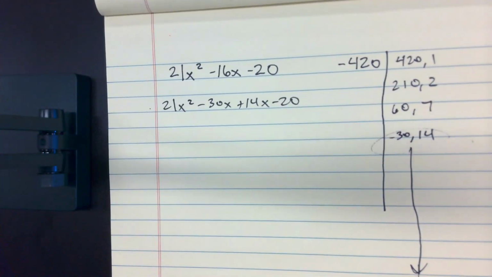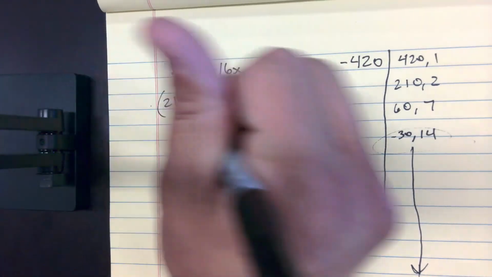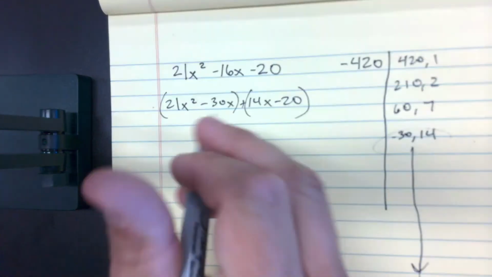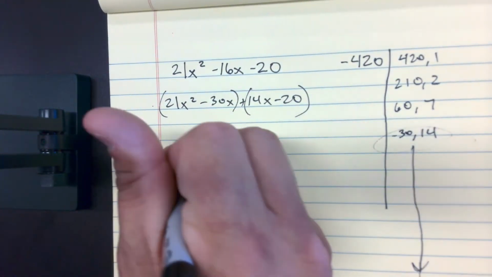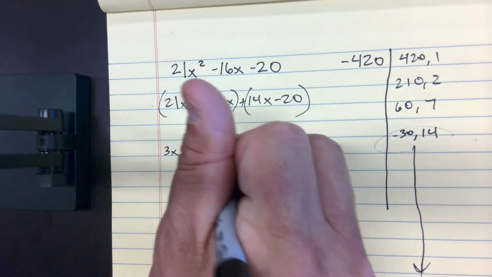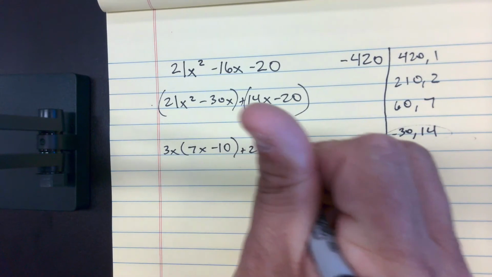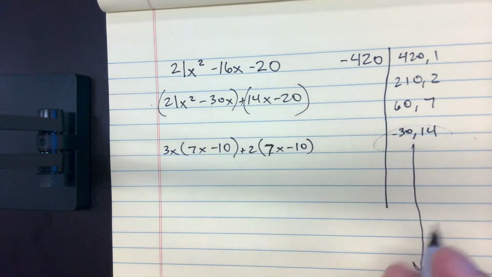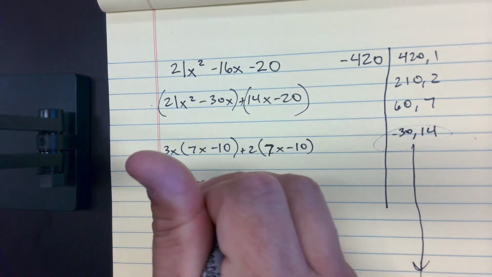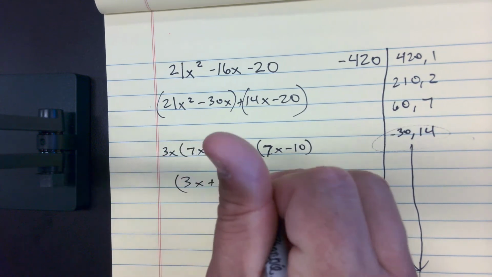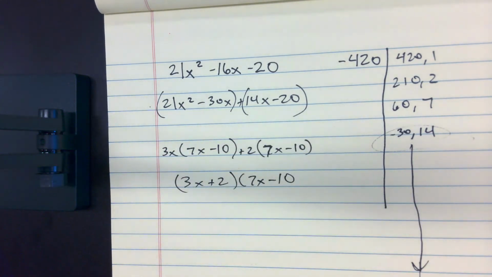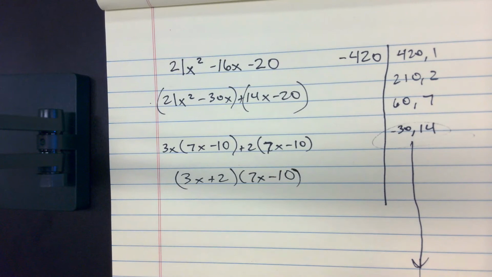And then we're going to split, and we're going to factor. Out of the first one, I can factor 3x, which leaves 7x minus 10. Out of this one, I can factor 2, which leaves 7x minus 10, which is going to give me 3x plus 2, 7x minus 10, and there's your solution.